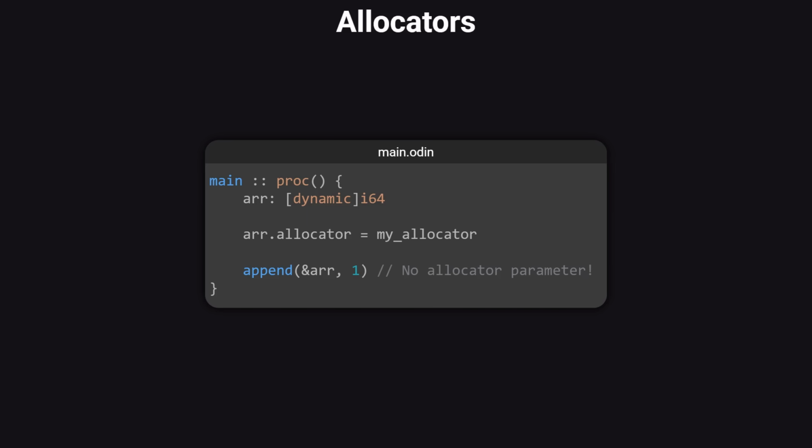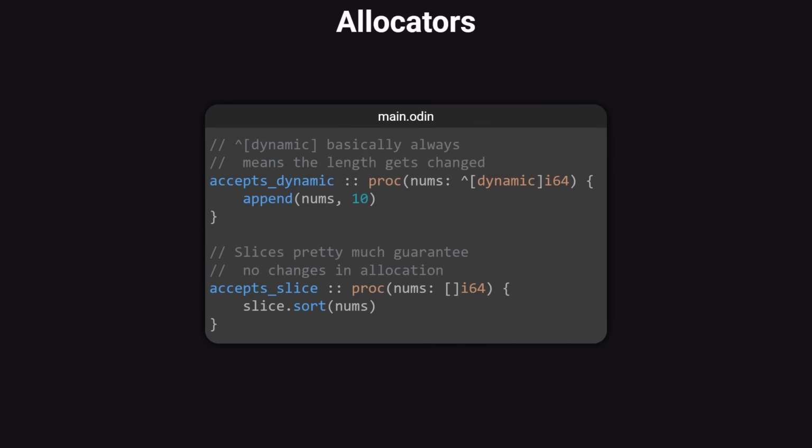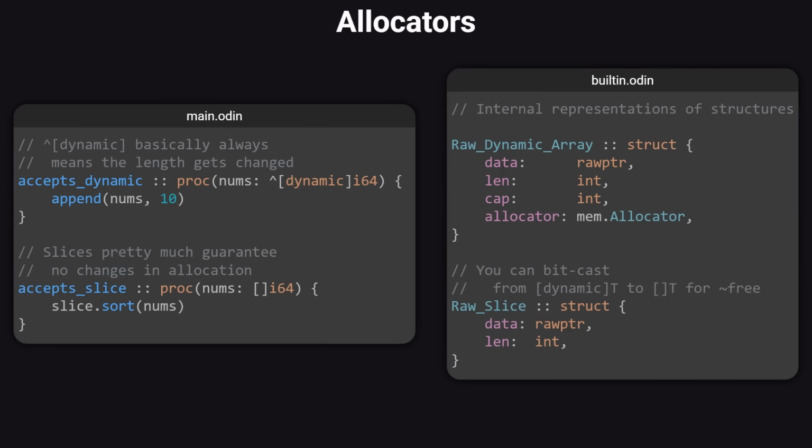In Odin, you can pretty much assume any procedure that accepts a dynamic array will allocate, purely because they accept a dynamic array. If a proc wasn't going to allocate, it would accept a slice, since slicing a dynamic array is effectively a free operation in Odin.